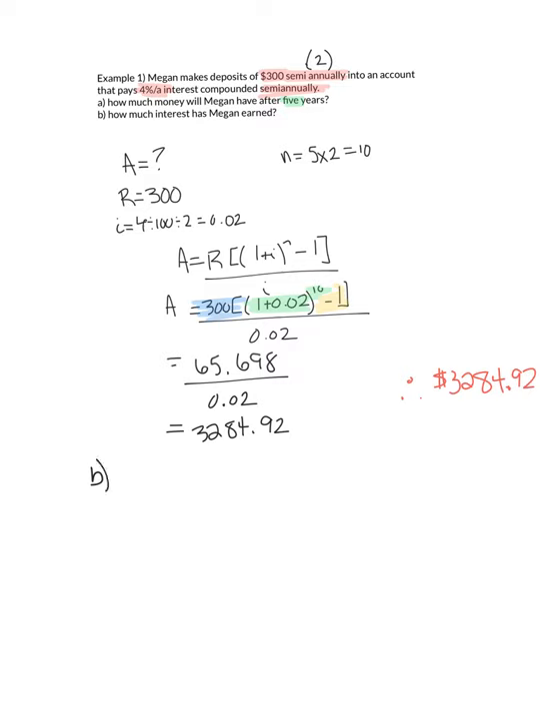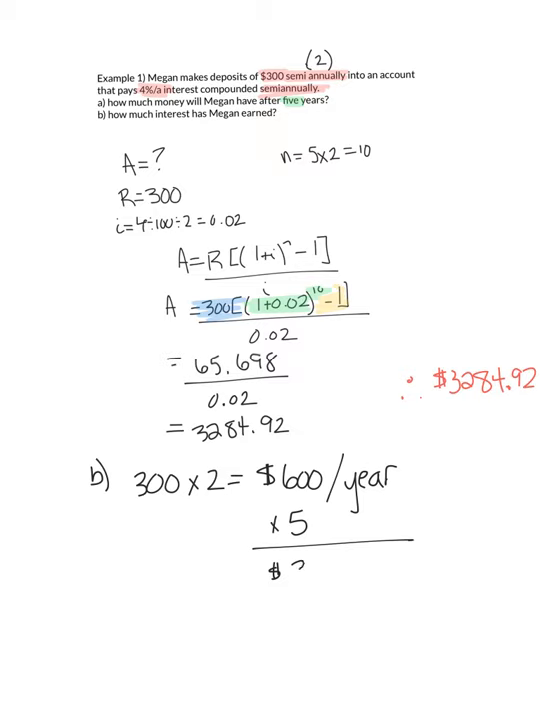So we know that Megan is making payments of $300, and she's doing that twice a year. So this means that she's making payments of $600 per year. Now, if she's doing that for 5 years, that means that she's putting in $3,000 of her own money. So really, I have $3,284.92, but $3,000 of that was her own, so there's only $284.92 in interest.